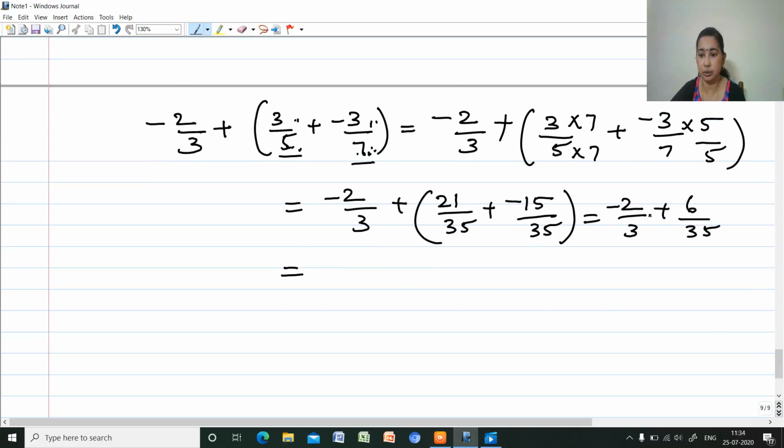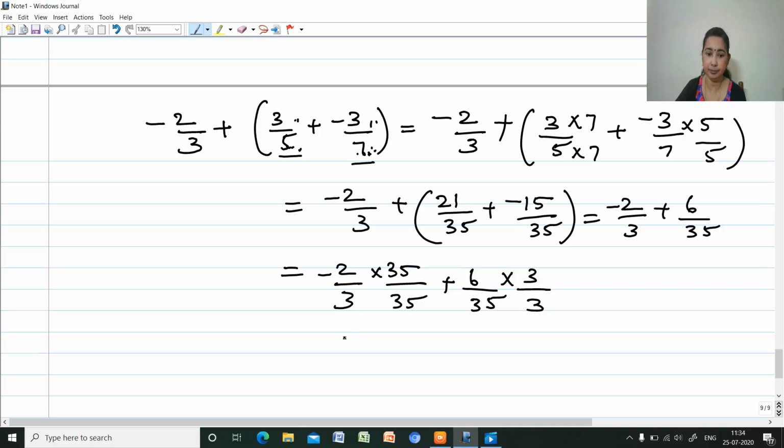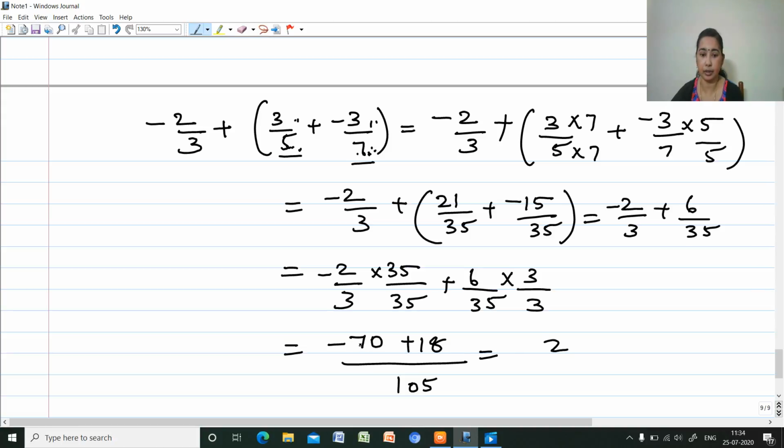That is equal to, so here also the denominators are different. We have to make them common. So common denominator means -2 by 3 into 35 by 35 plus 6 by 35 into 3 by 3. That is -70 plus 18 divided by 105. So subtracting this, -70 plus 18, that is -52. -52 by 105.